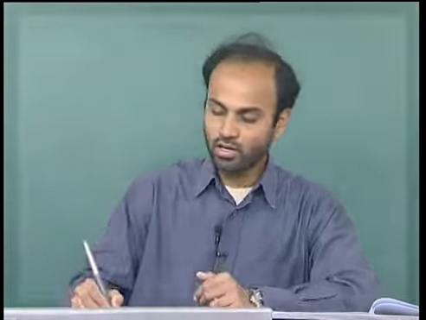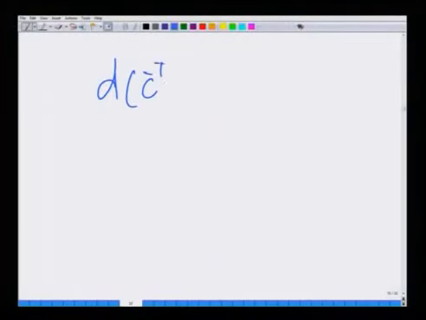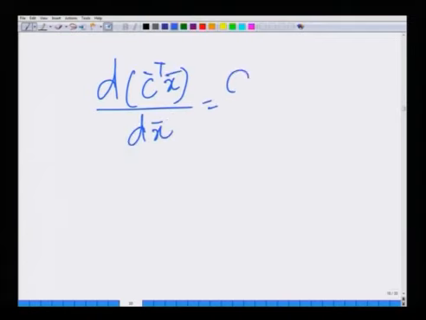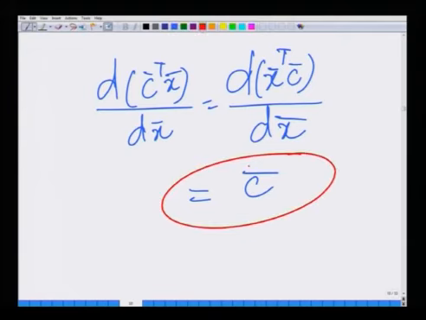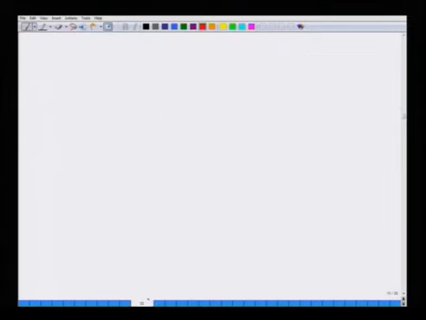So, I am going to rewrite this as follows: the derivative of c bar transpose x bar over d x bar equals the derivative of x bar transpose c bar over d x bar, which is nothing but c bar. All right. So, this derivative is c bar, and that is the result that we are going to use subsequently.